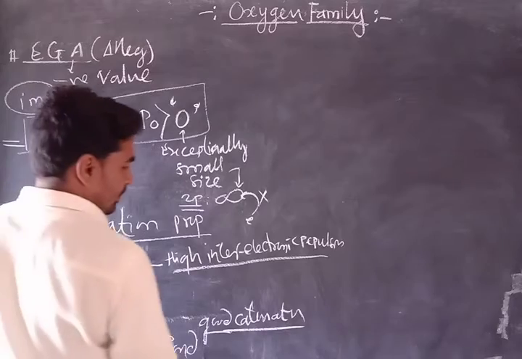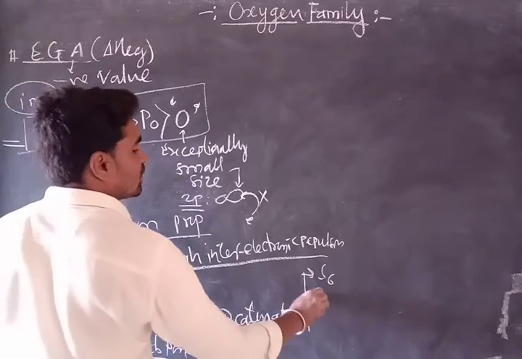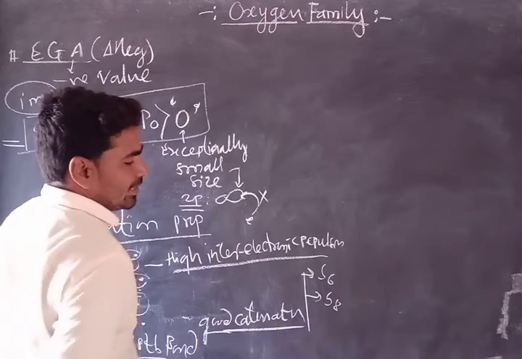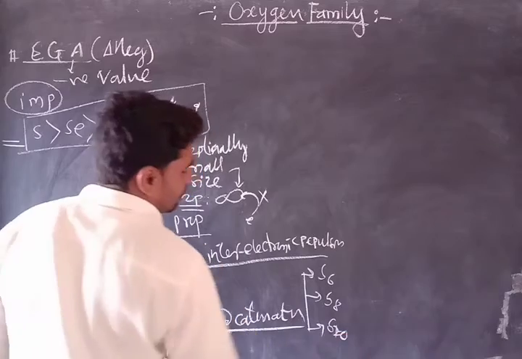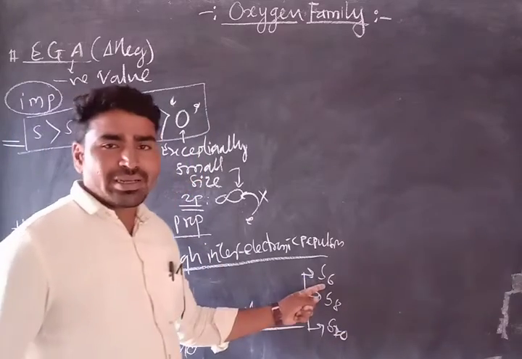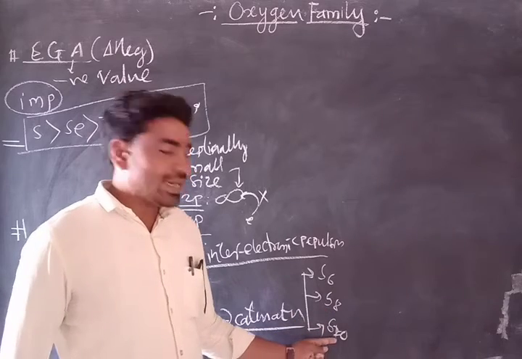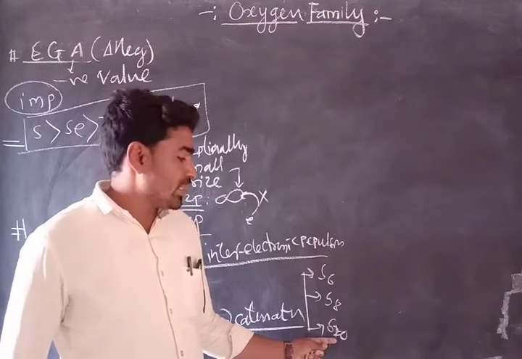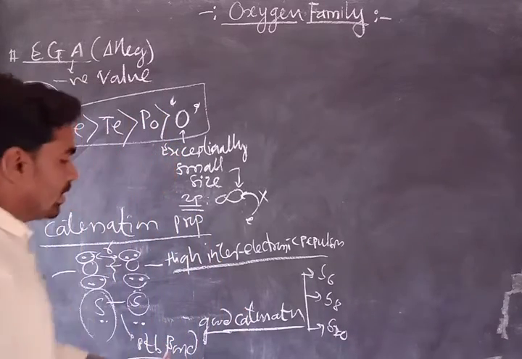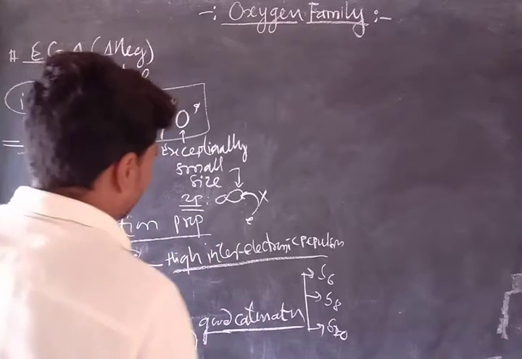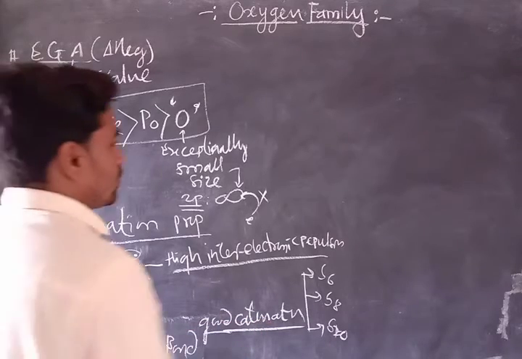And that's why sulfur is found in S6 form, in S8 form, and also in S20 form. So 6 sulfur atoms, 8 sulfur atoms, and even 20 sulfur atoms can connect to each other with single bonds. So we see a very good catenation property of sulfur rather than oxygen.